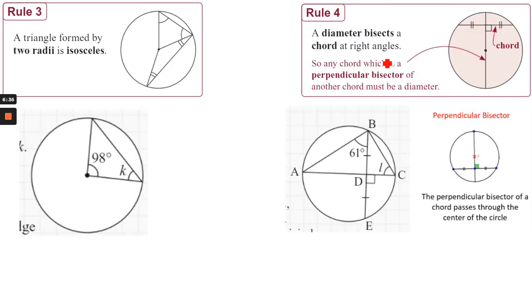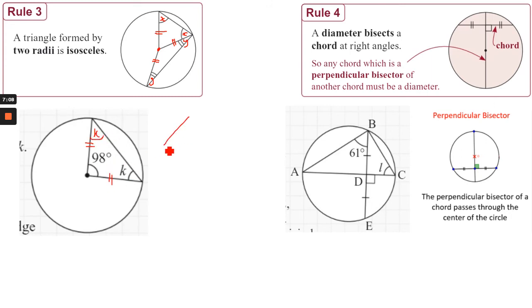Okay, the third one, put simply, if you've got your centre and you've got 2 radii, because they are radii, they're just the same length. Okay, so if they're the same length, you must realise that they're just isosceles triangles. In this example here, that's a radius, that's a radius. Therefore, if that's k, that's k, because it's just an isosceles triangle.